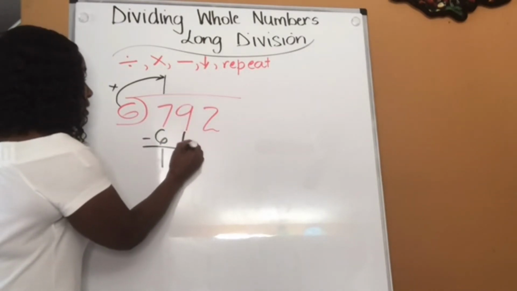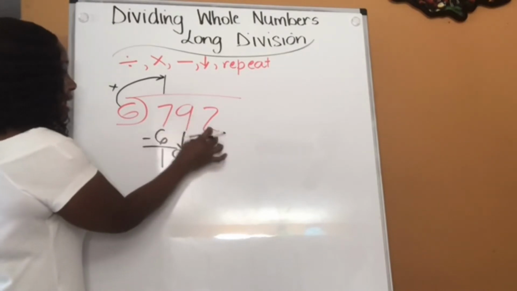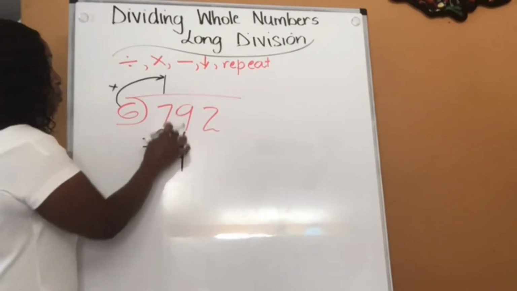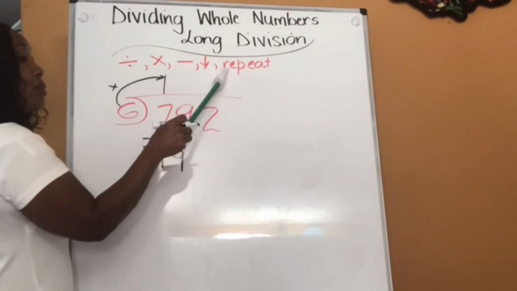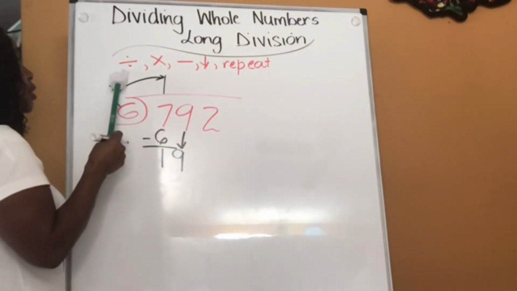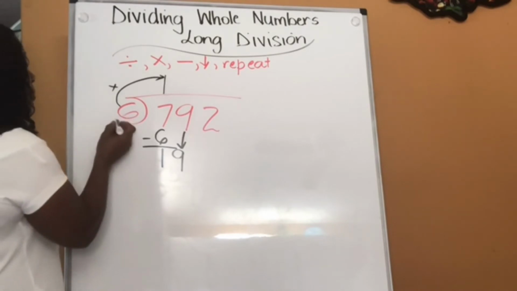Now next step says bring down. So I'm bringing down this 9. Remember, you cannot skip the 9 and go to the 2. You have to bring the 9 down first. Then it says I'm to repeat. That means that I'm starting all over from divide. So I'm going to divide.